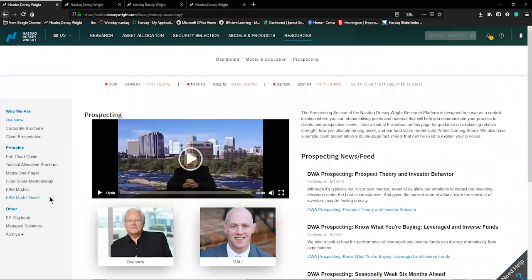And with regard to that FSM Model Guide, for those of you following along at home, this is accessible under the Resources tab, Prospecting, and then FSM Model Guide.